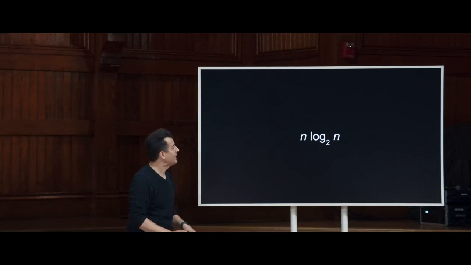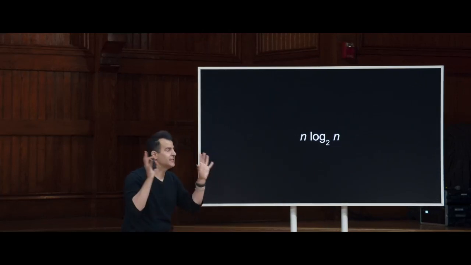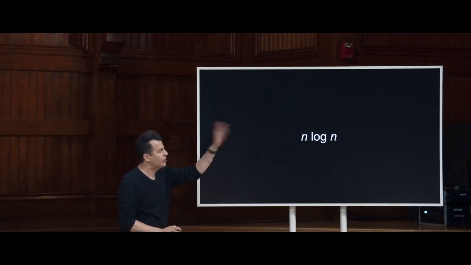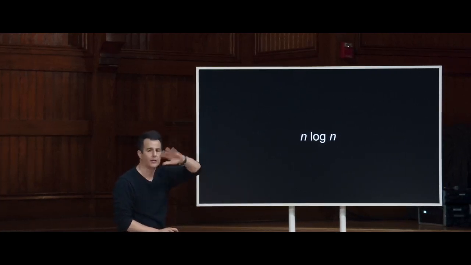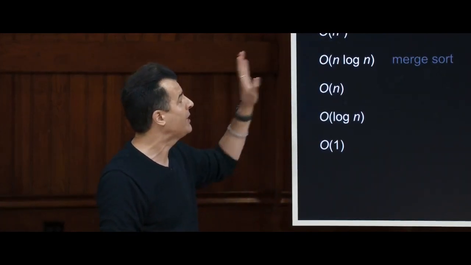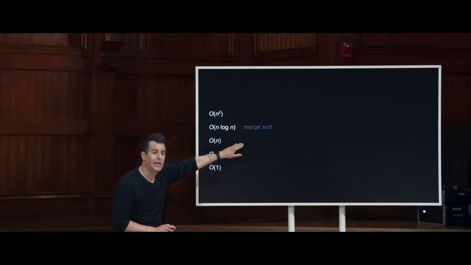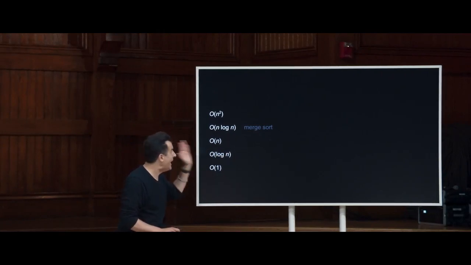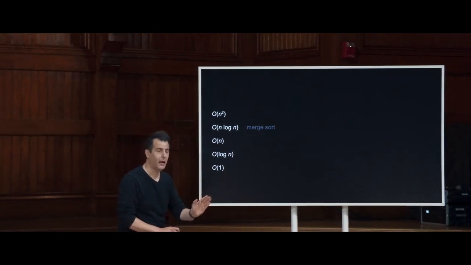So the total running time I claim is actually n log n, which it's OK if that doesn't quite gel immediately in your mind, especially if you're rusty on algorithms. But, and we can throw away the base because that's just a constant factor. And with a wave of our hand, when we talk about big O notation, merge sort, I claim, is in big O of n log n. That is n times log n.